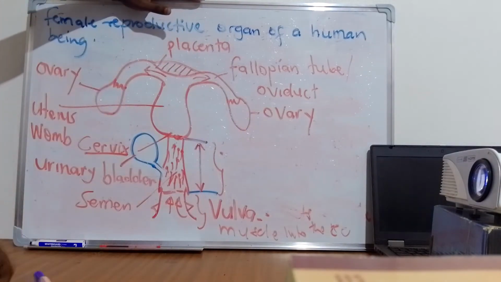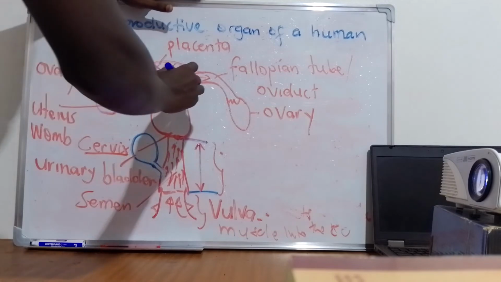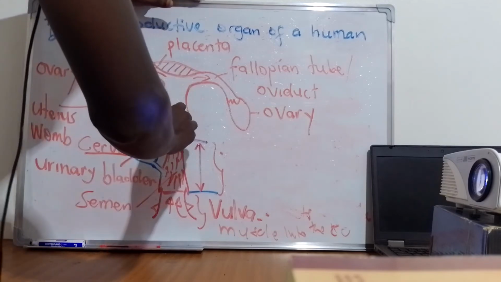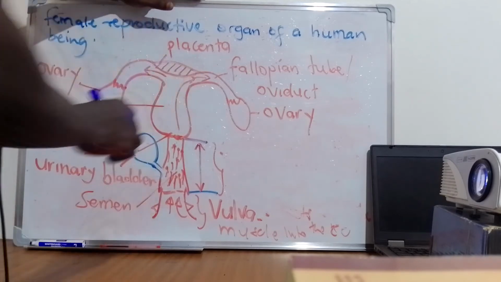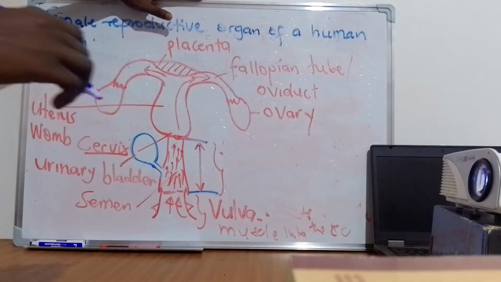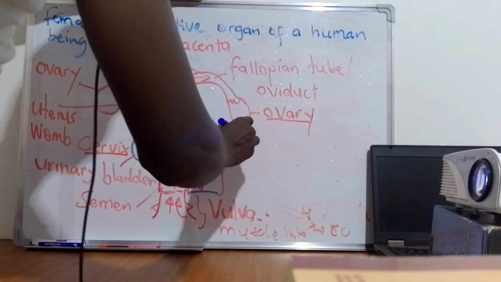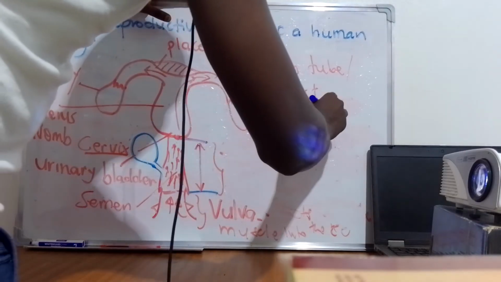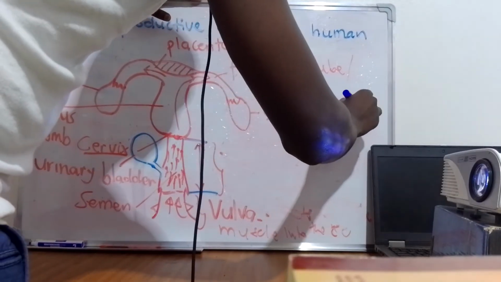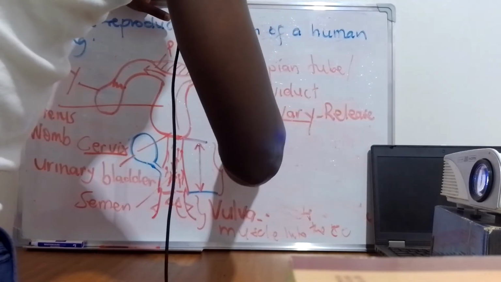Here we are. Now, this takes us to the fallopian tube. In case the ovary has released, the ovary releases a mature ovum.